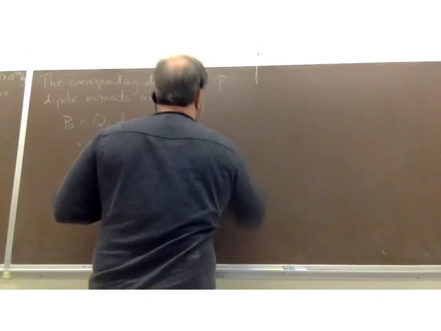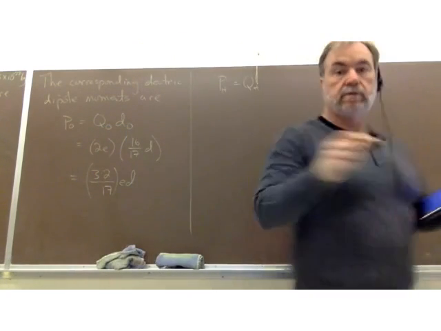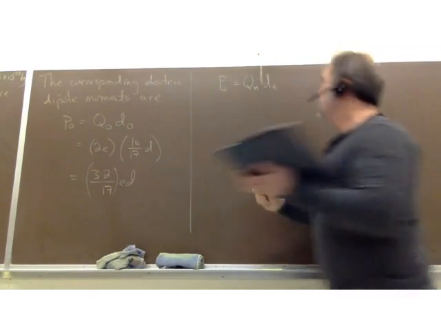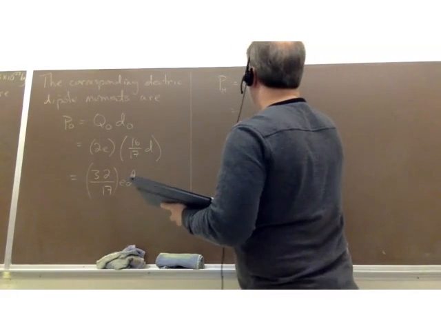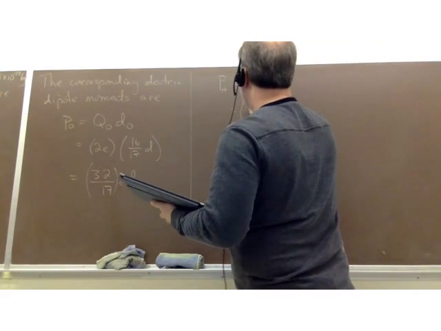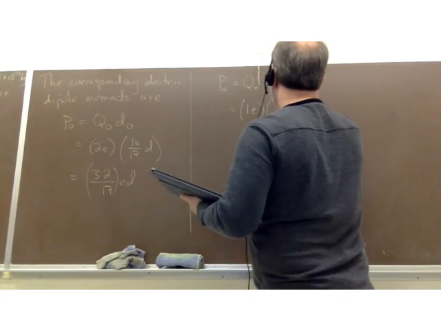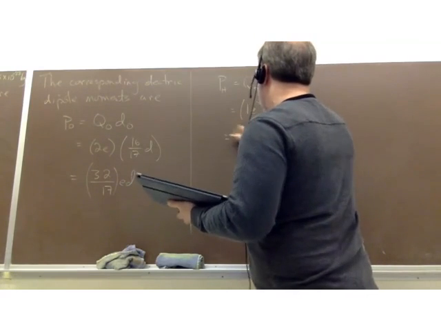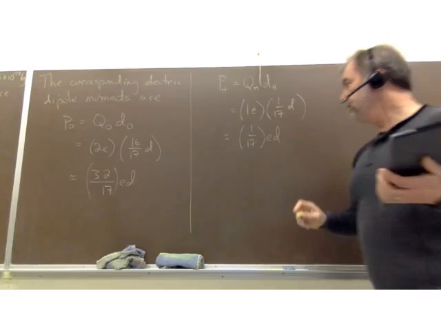For hydrogen, it's the charge on hydrogen times the moment arm for hydrogen. And so that's 1E times 1 over 17 D. And so 1 over 17 times ED. Okay.